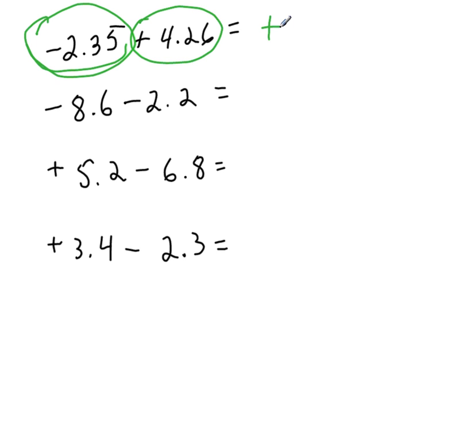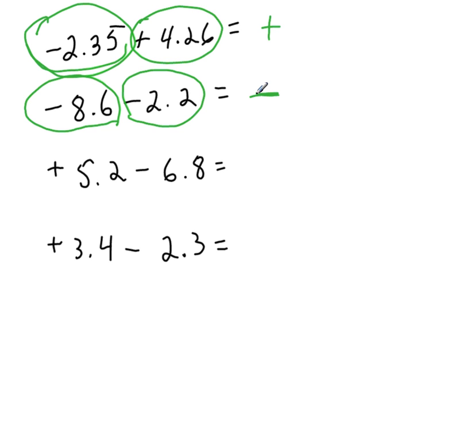In the next example, I would use language: I've lost 8.6. Then I lost 2.2. So I already had a loss of 8.6. Now I have a loss of 2.2. I'm going to have an even bigger loss. So that will be a negative number.